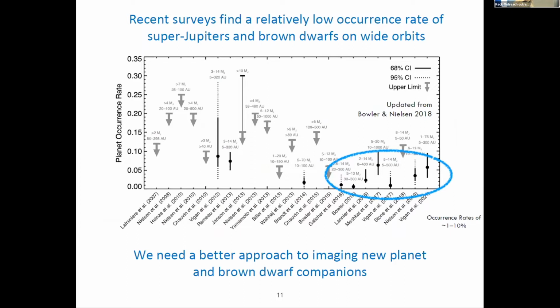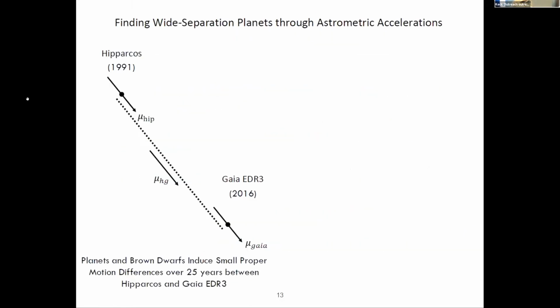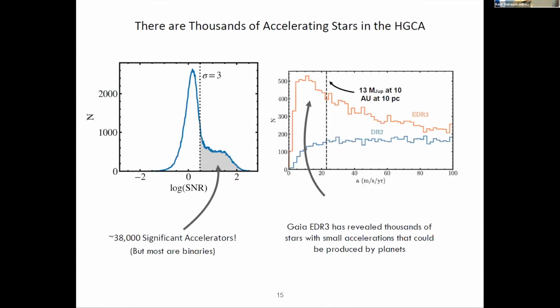Okay. The challenge, though, is that for the super Jupiters and brown dwarfs that we're currently capable of imaging, recent large unbiased surveys have found fairly low occurrence rates for these objects, with values of around 1 to 10%. It's probably not super surprising that the occurrence rates are at this level. We're really imaging the tip of the iceberg right now in terms of planet masses. If say we were imaging Saturns or Neptunes, the occurrence rate might be higher. But regardless, the takeaway here is that we really need a better approach to imaging new planet and brown dwarf companions.